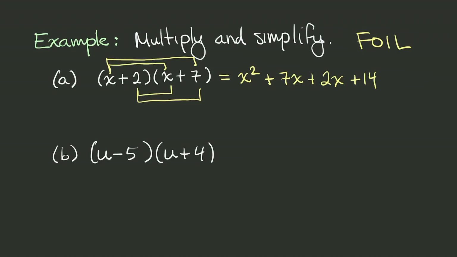Before we're done, we need to combine like terms. We have 7x plus 2x, so that's going to give us 9x. So we have x squared plus 9x plus 14. Let's go through the process again in part B.